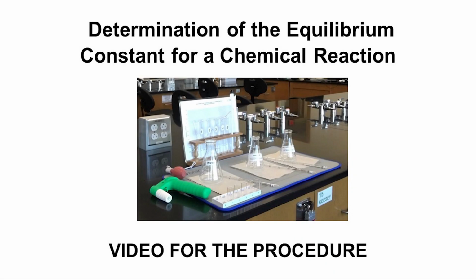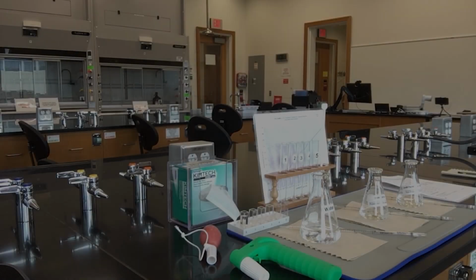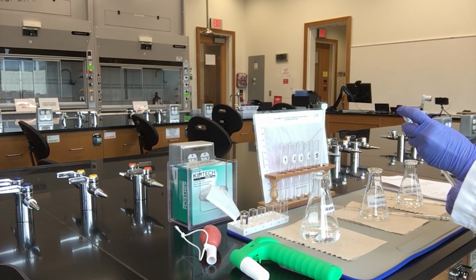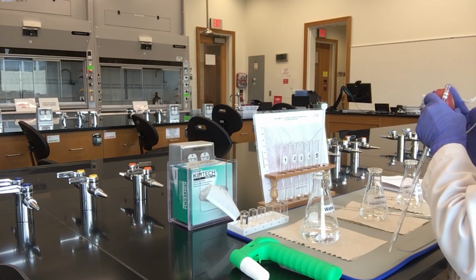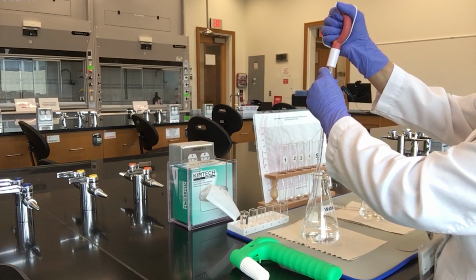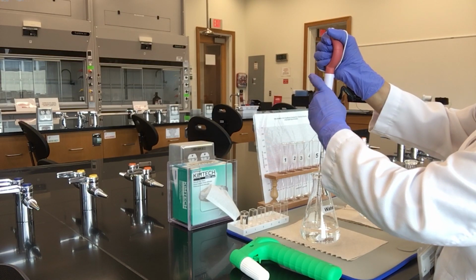This is the supplementary video for the procedure on the determination of an equilibrium constant for a chemical reaction. You will be using glass pipettes to dispense your reagent solutions. Practice first with water on how to properly use the pipettes before starting your experiment.